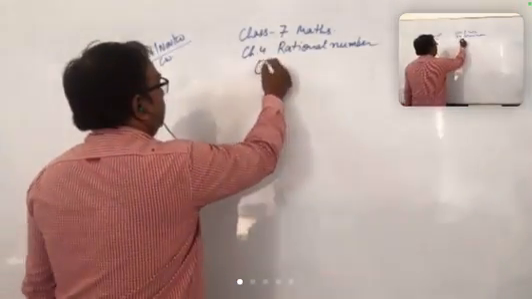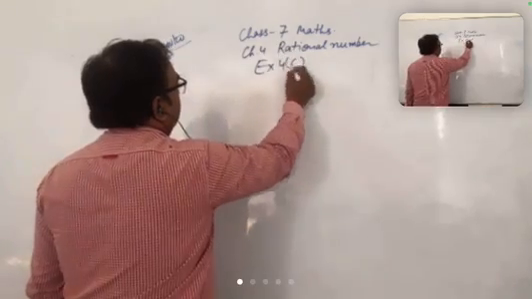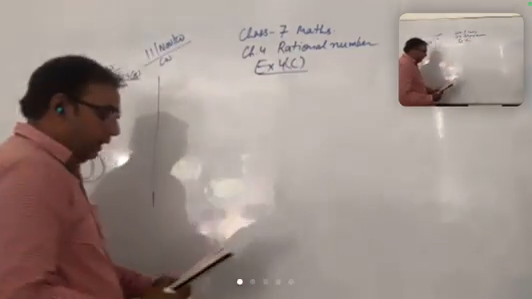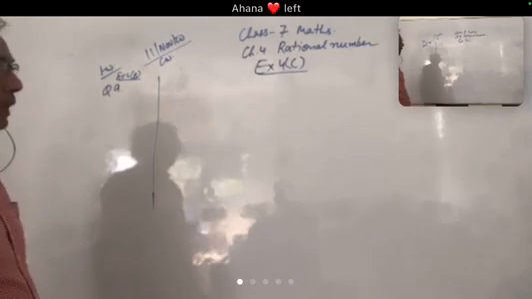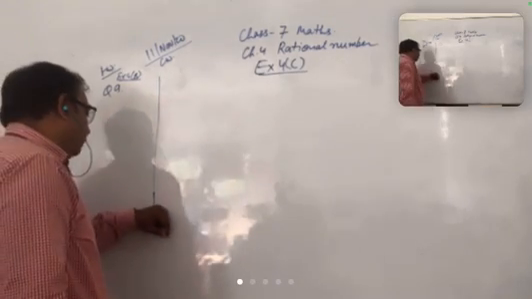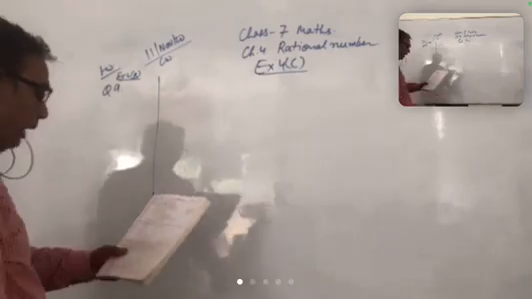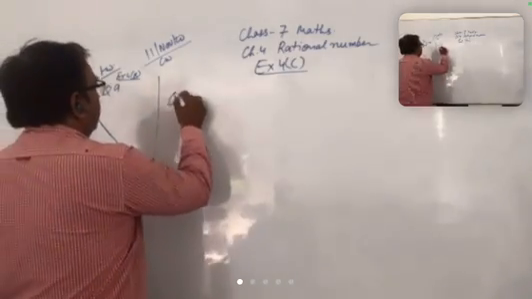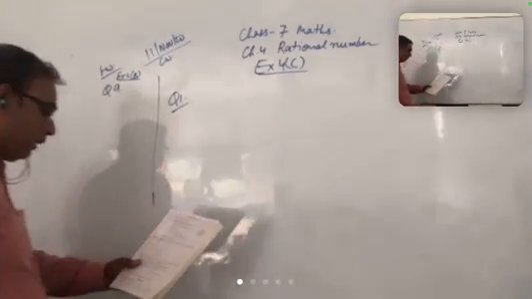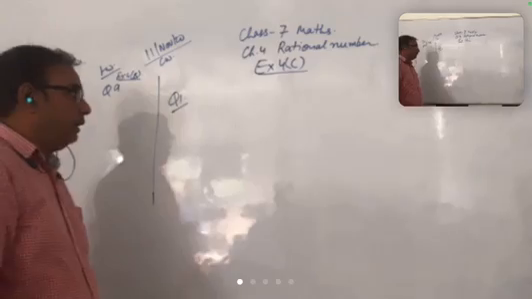Now the next exercise, the exercise is 4C. If you are finding any problem, this class is recorded. You may watch on YouTube also. Now the question number 1. Add the following rational numbers.